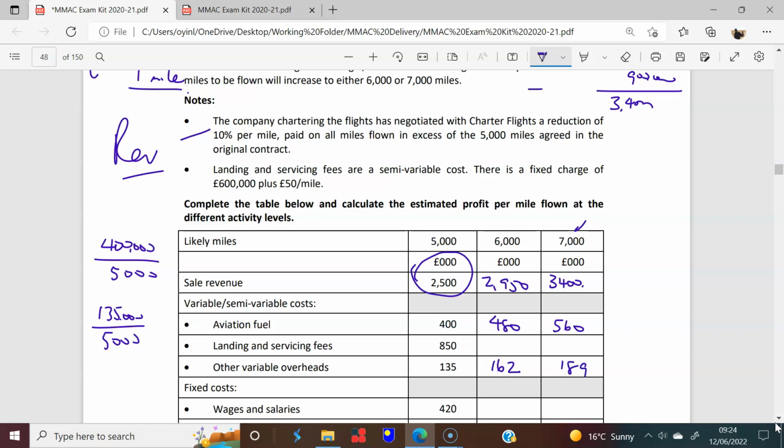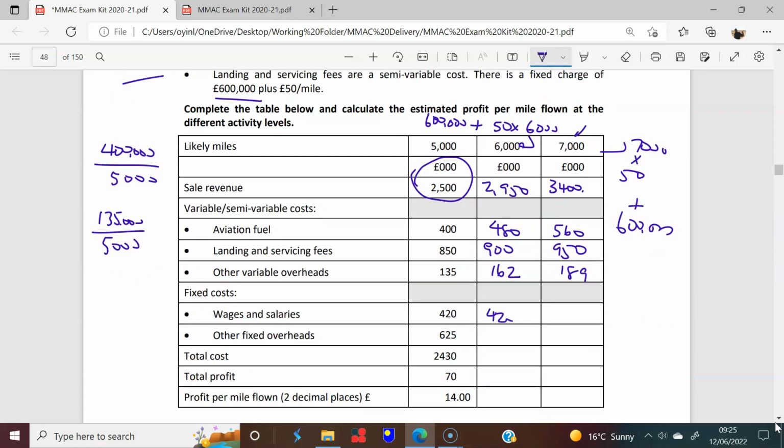Then we go to this landing business with 600,000, which is fixed, plus £50 a mile. We've done this. We can test that. Just do exactly the same thing. 50 times 6 is 300. So this is 600,000 plus £50 times 6,000 for this one. And we're doing the same thing, but this time times 7,000: 50 times 7,000 miles plus the 600,000, which is fixed. They tell us. So here I have 900,000, and here I have 950,000. That's what's going on here, isn't it? And these are fixed. 420. They tell us they're fixed. They're not changing. 625. 625.